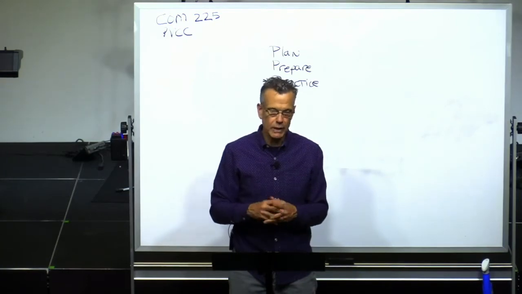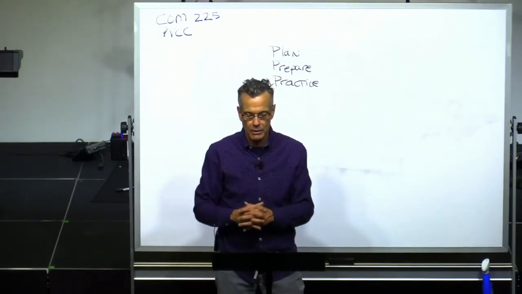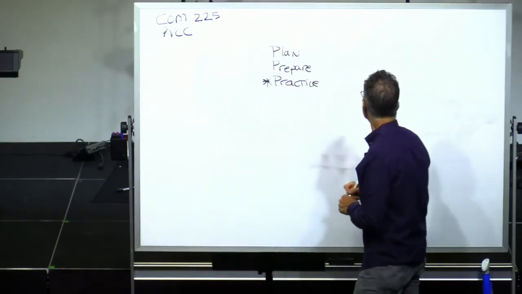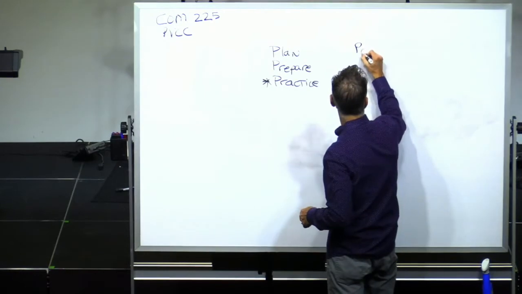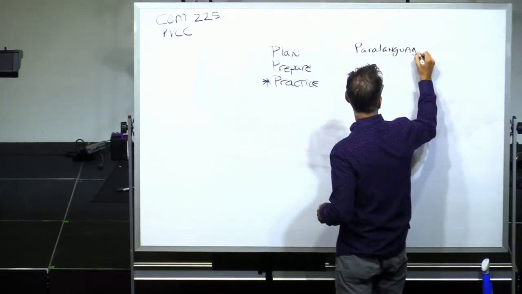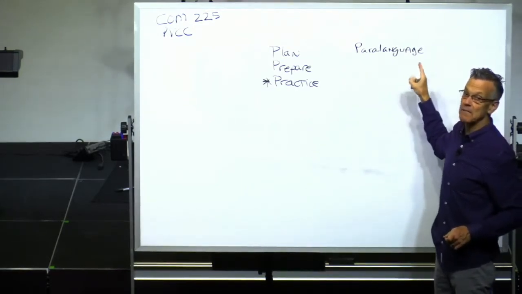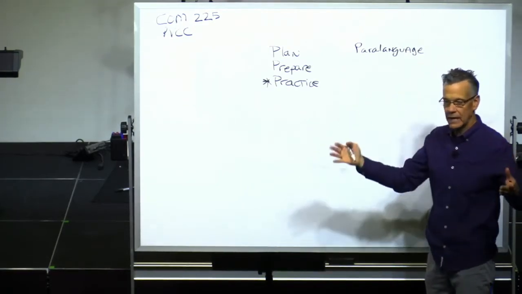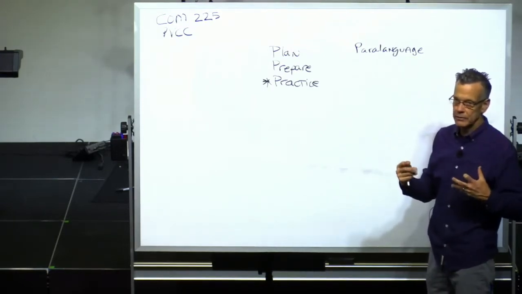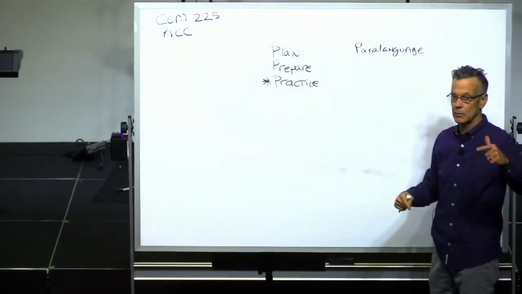When it comes to delivery, make sure you check that delivery section of the grading rubric. That's very, very important. Understand what paralanguage is. Maybe you've taken classes where you've heard what paralanguage is. Paralanguage is the nonverbal aspect of verbal communication. It's not hand gestures, it's not eye contact, it's not facial expressions. It is paralanguage, the nonverbal aspect of verbal communication.